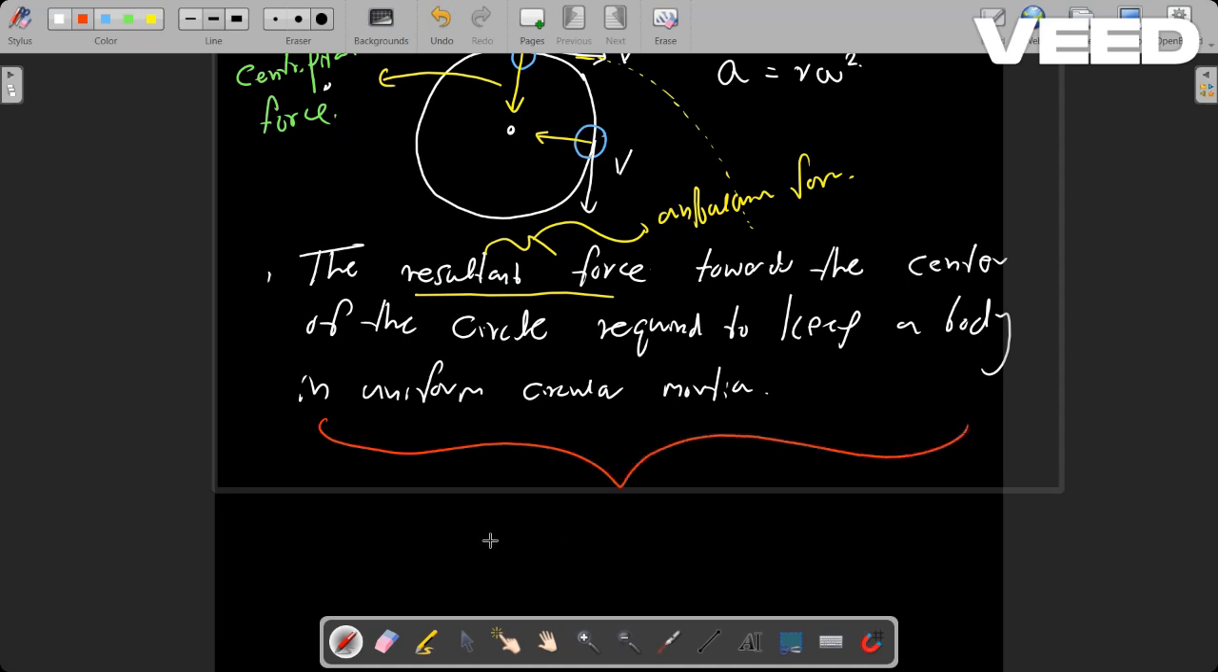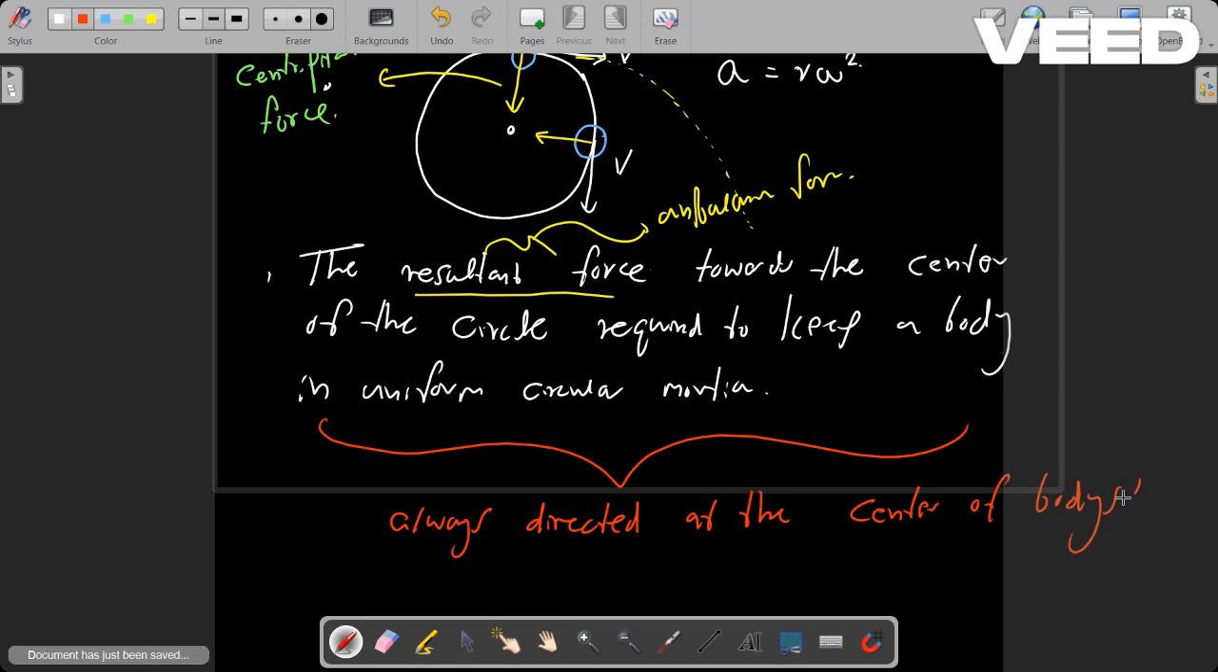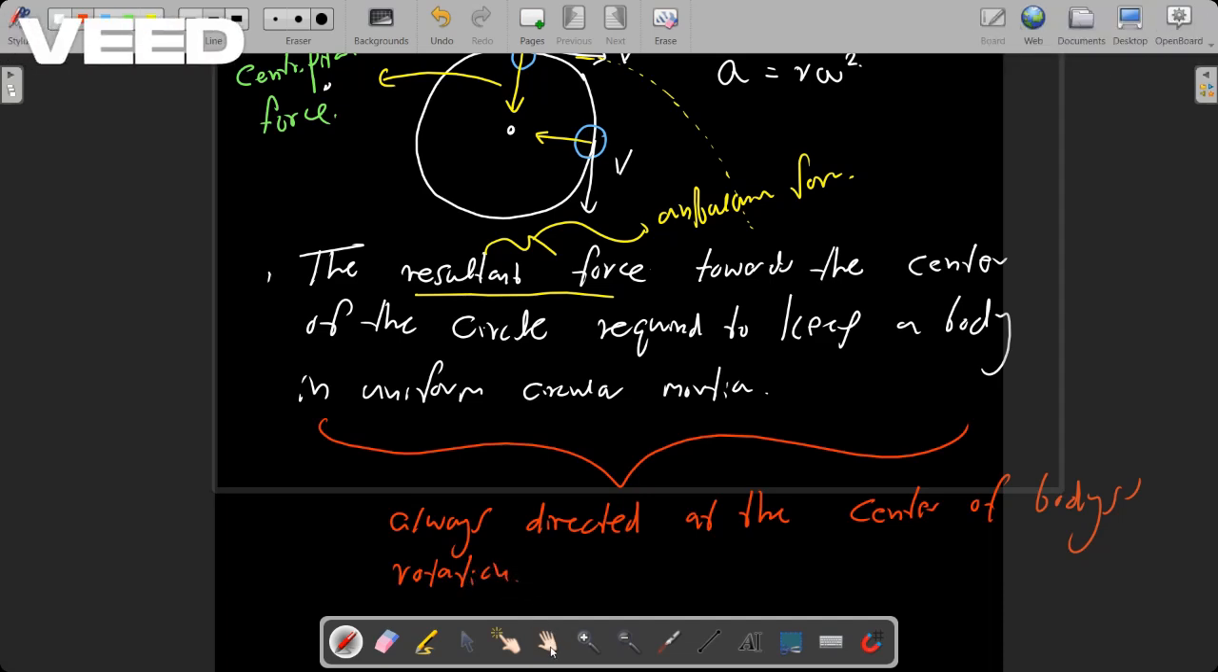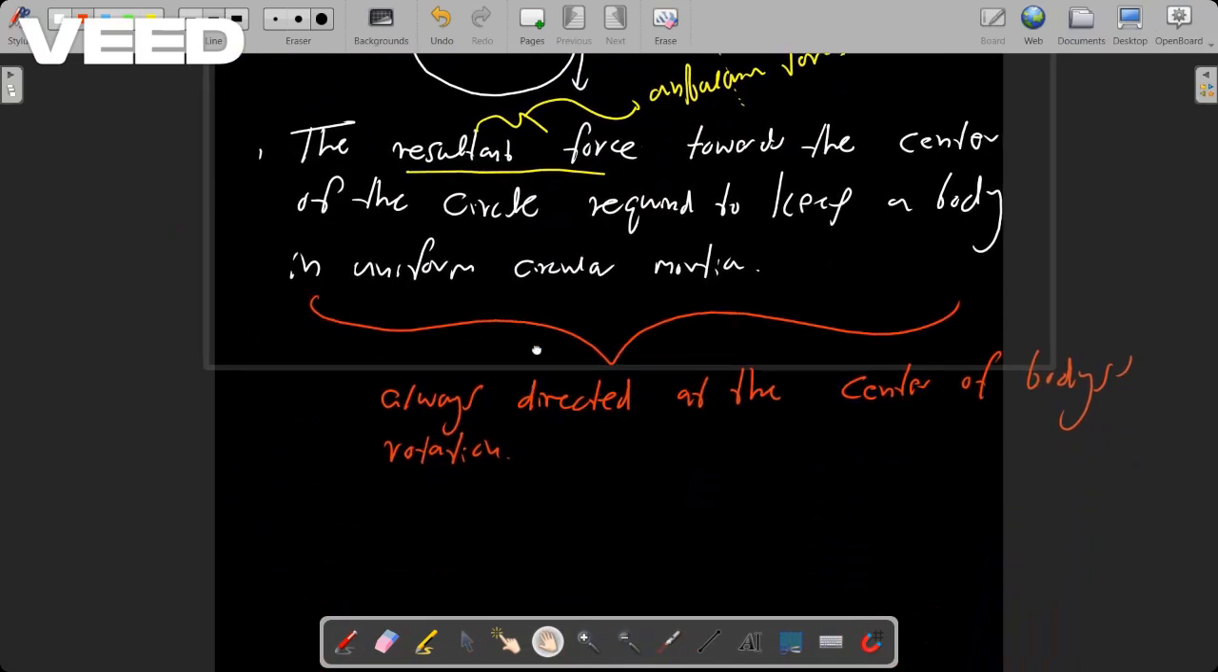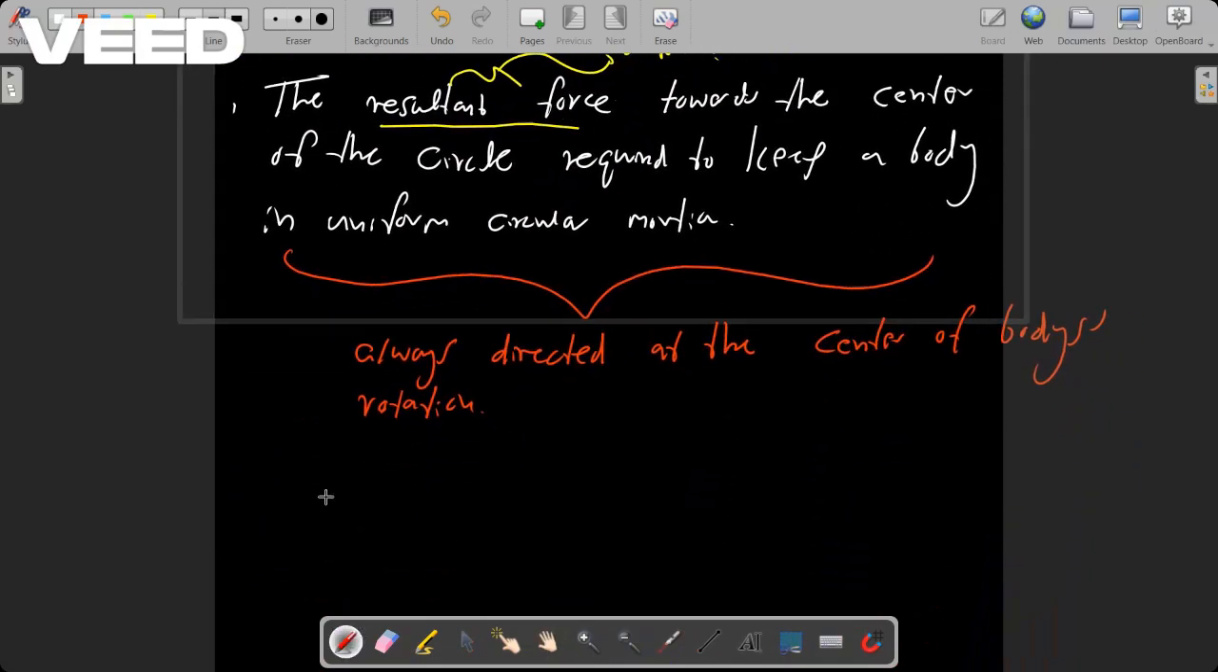Now it is always directed at the center of the orbit. Always directed towards the center of the body's rotation.